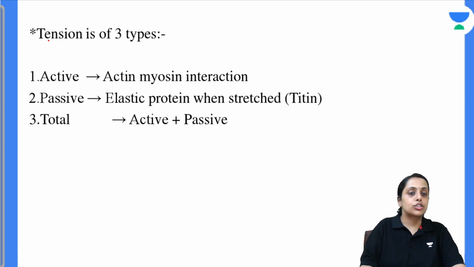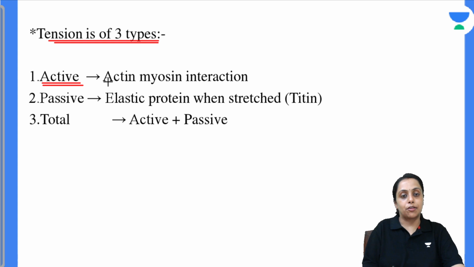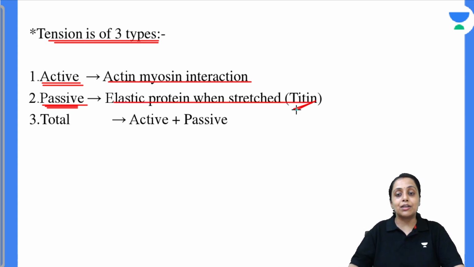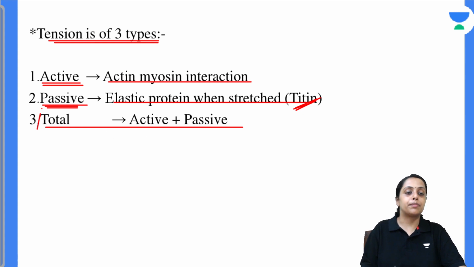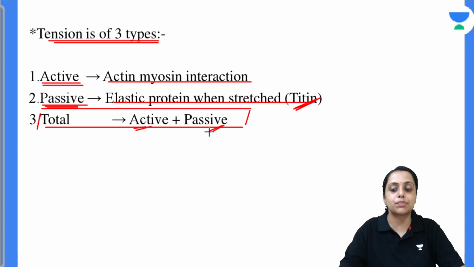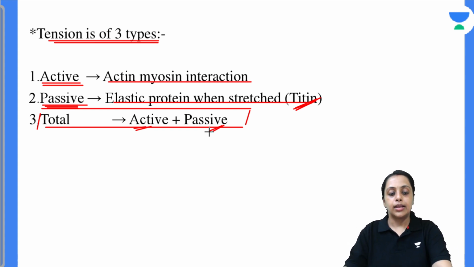So moving further, two types of tension develop in our muscle. First is known as active tension, that is developed due to actin-myosin interaction. Next is this passive tension. Do remember, this passive tension is due to the stretching of elastic protein, like our titin will be stretched, that leads to this passive tension. Okay, and we can calculate the total tension by this formula. Total tension will be summation of active tension plus passive tension. Is this clear? Everybody, till now, is this clear?